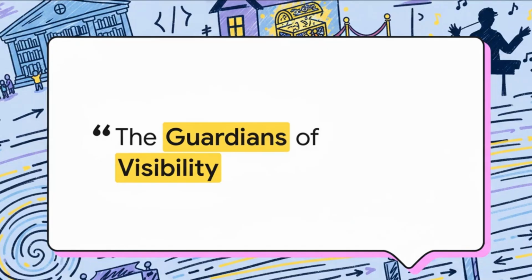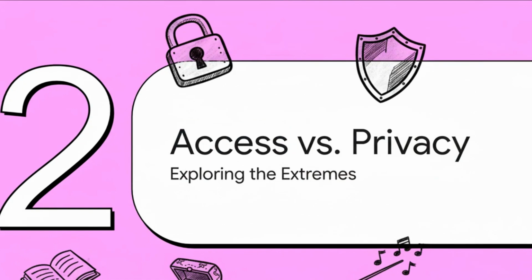I really like this way of thinking about them. The guardians of visibility. It's the perfect metaphor, right? They're literally standing guard over your code, making the call on what's visible to the outside world and what needs to stay under wraps. Okay, now that we've got the basic idea, let's explore the two big ones. These are the ones you'll use all the time, and they're basically polar opposites. We're talking about public and private.